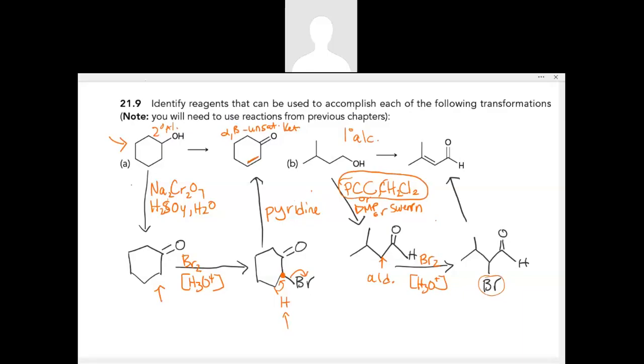Then utilizing pyridine, so we'll have PY up here again, pyridine as our base, we can deprotonate our intermediate, and we'll grab, let's say, this proton here. Once deprotonated with pyridine, that would form the pi bond seen in our product here. And that also facilitates the bromine leaving group.